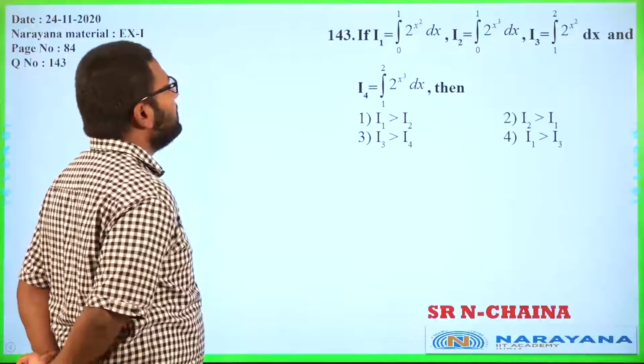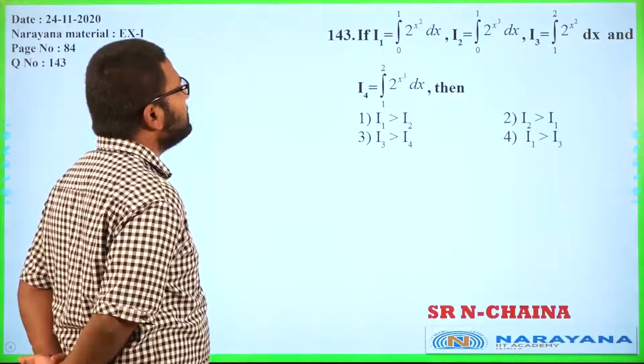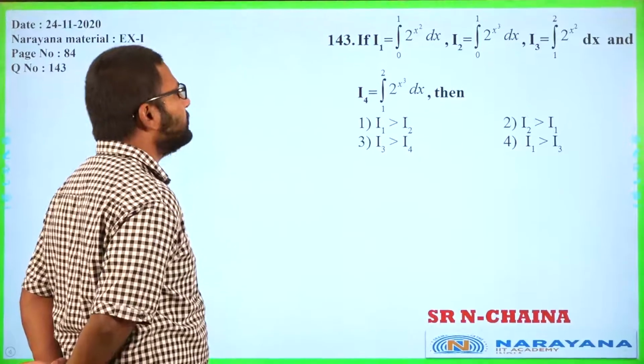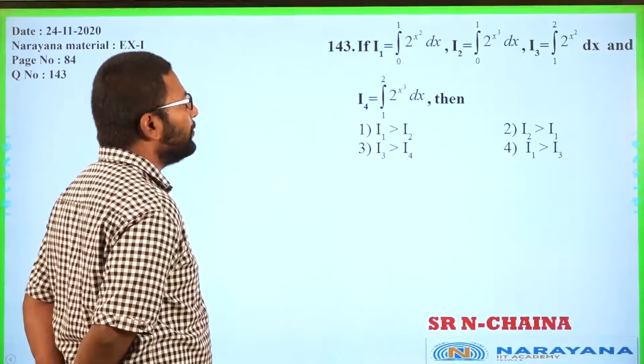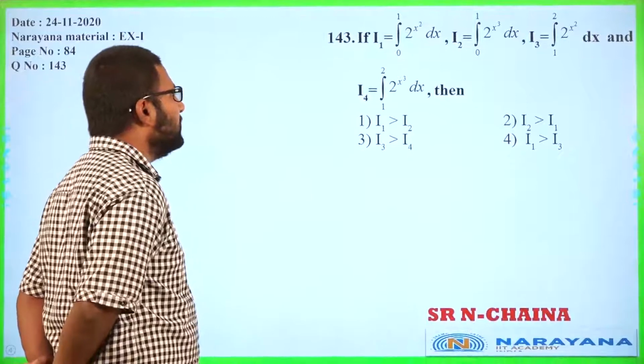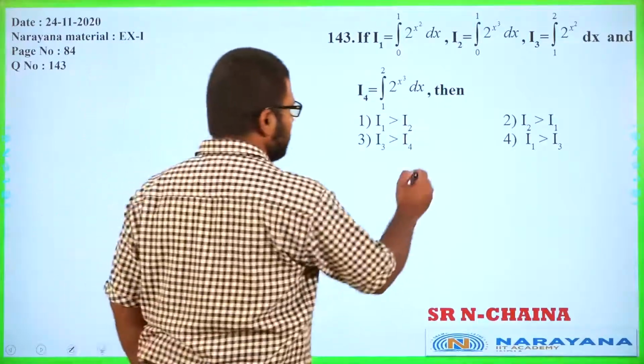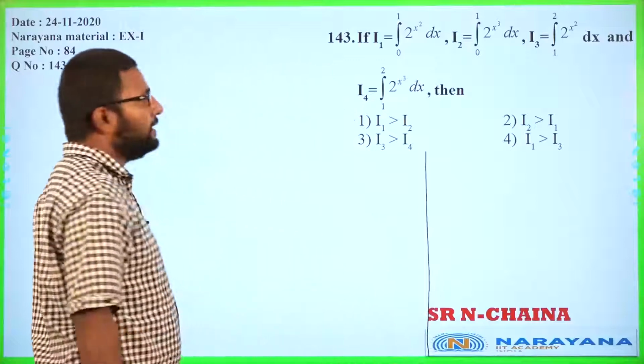If I1 is the integral from 0 to 1 of 2 raised to x square dx, I2 is the integral from 0 to 1 of 2 raised to x cube dx, I3 is the integral from 1 to 2 of 2 raised to x square dx, and I4 is the integral from 1 to 2 of 2 raised to x cube dx. Alright, we need to now compare these four integrals.